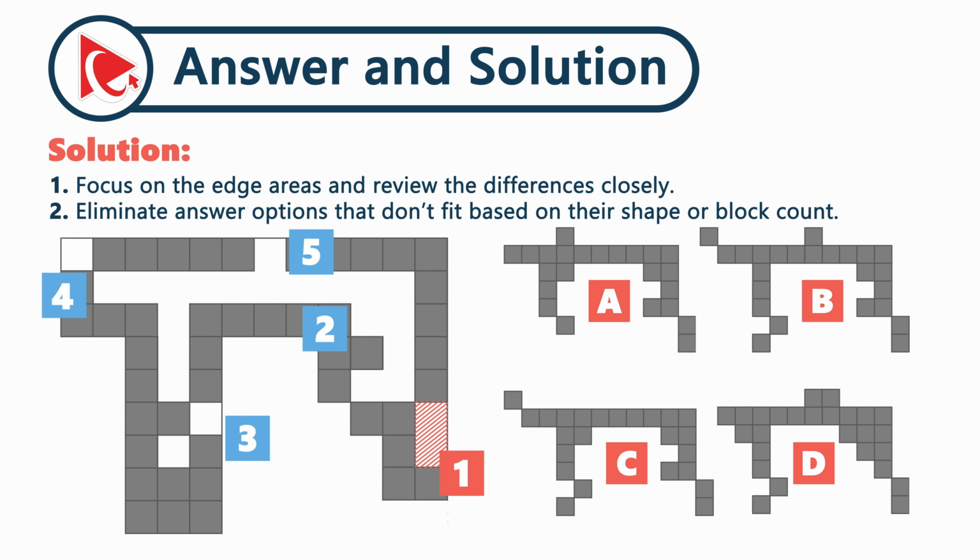You see that there are 2 blocks missing. Unfortunately, this doesn't help us much because these 2 blocks exist in all 4 answer choices, choices A, B, C, and D. Let's focus on the edge area 2. As we can see, it has 5 blocks missing. 1, 2, 3, 4, and 5.